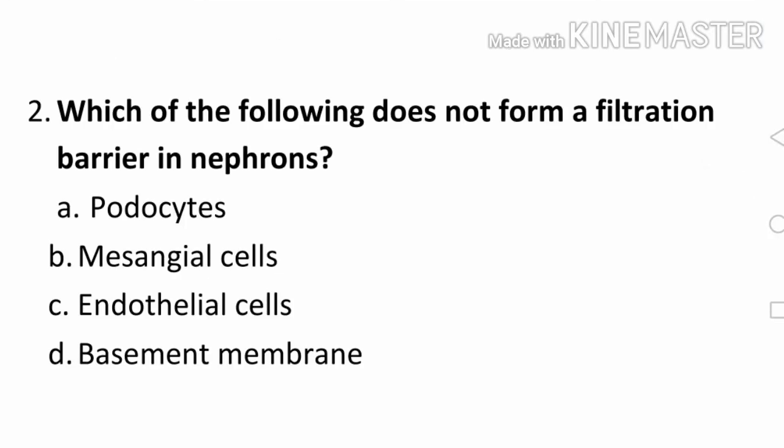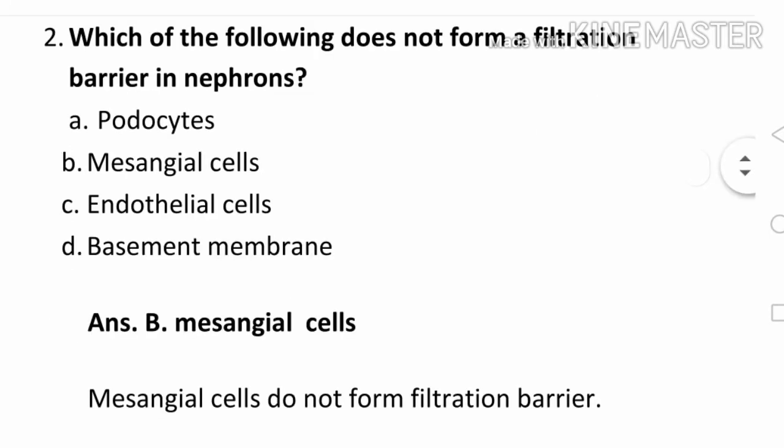Question number 2. Which of the following does not form a filtration barrier in nephrons? Option A podocytes, B mesangial cells, C endothelial cells, D basement membrane. The correct answer is B mesangial cells. Mesangial cells do not form filtration barrier in nephron.